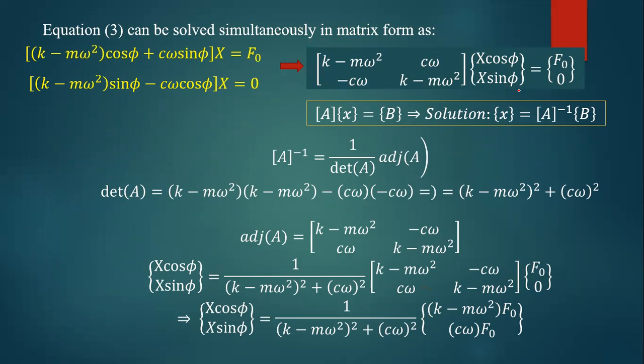And as we know, matrix A times x is equal to B, so the solution for x is equal to A inverse B. So how can we find this? Our A is this matrix, this is considered matrix A, this is x, and this is B, matrix B. Okay, so how can we find the inverse of A? Inverse of A is equal to one over the determinant of A times the adjoint of A.